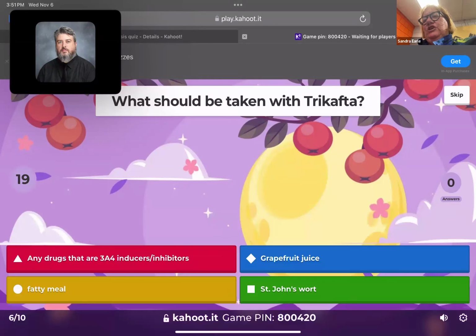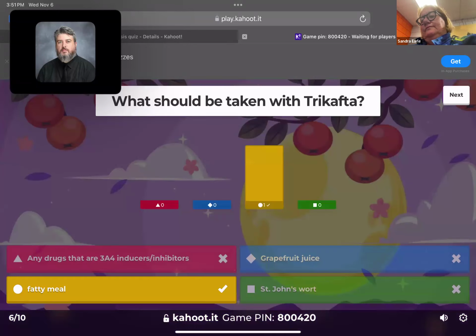What do we want to make sure a patient takes with Trikafta? Remember, fat increases the bioavailability of these drugs, and so we want to make sure they have a fatty meal, make sure that they have some fat when they take their meds. They take them twice a day, so you want to make sure it's with a fatty meal.